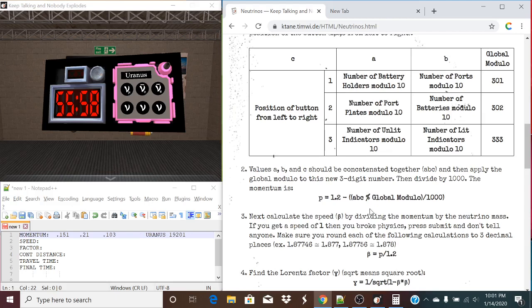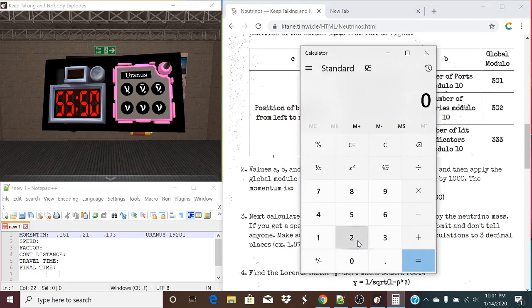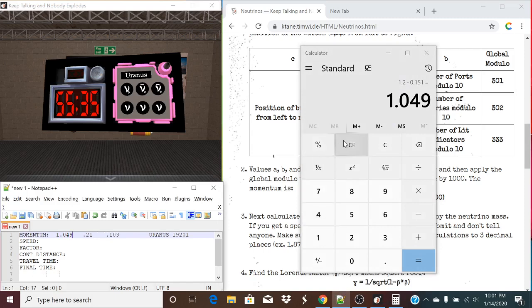And now we've done all of these right here. We're going to subtract the values we got from 1.2. So in this case, 1.2 minus 0.151 gives us a 1.049. Sorry, my chair's a little creaky. Next up, we have 1.2 minus 0.21. It's going to give us a 0.99. Ooh, that was close.